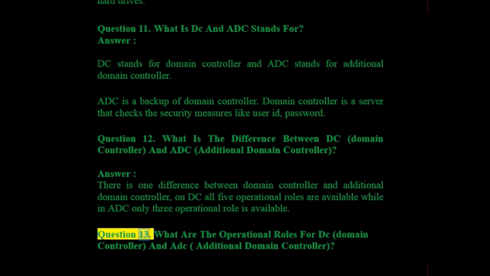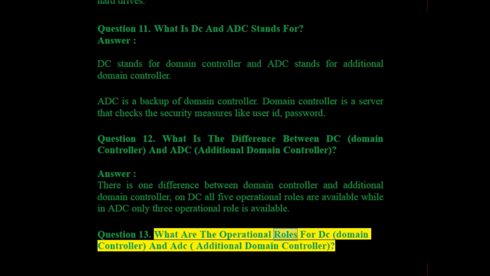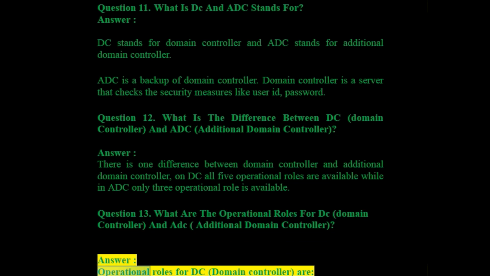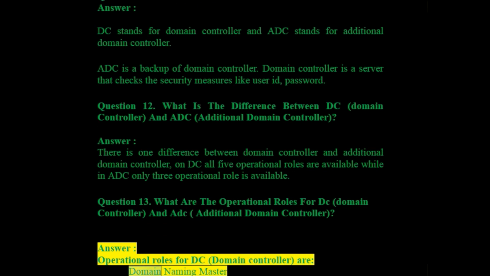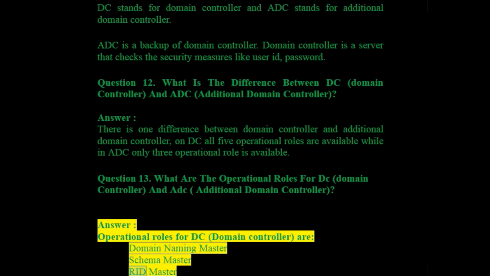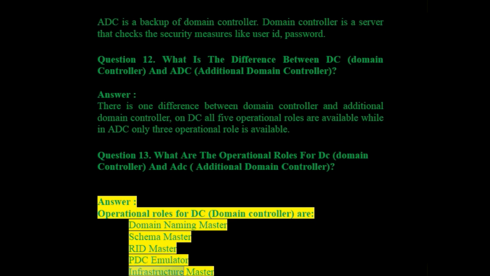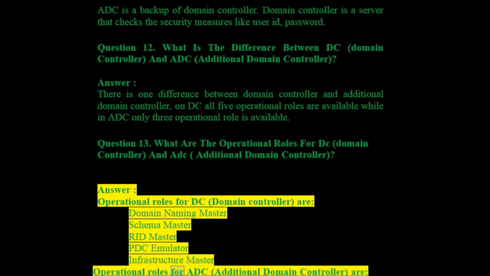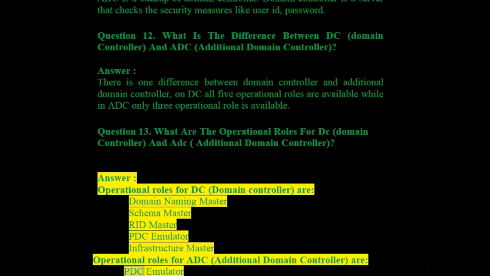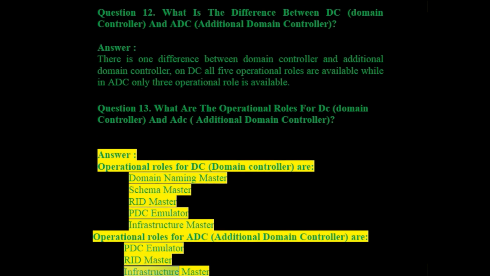Question 13. What are the operational roles for DC, Domain Controller, and ADC, Additional Domain Controller? Answer: Operational roles for DC, Domain Controller, are Domain Naming Master, Schema Master, RID Master, PDC Emulator, Infrastructure Master. Operational roles for ADC, Additional Domain Controller, are PDC Emulator, RID Master, Infrastructure Master.